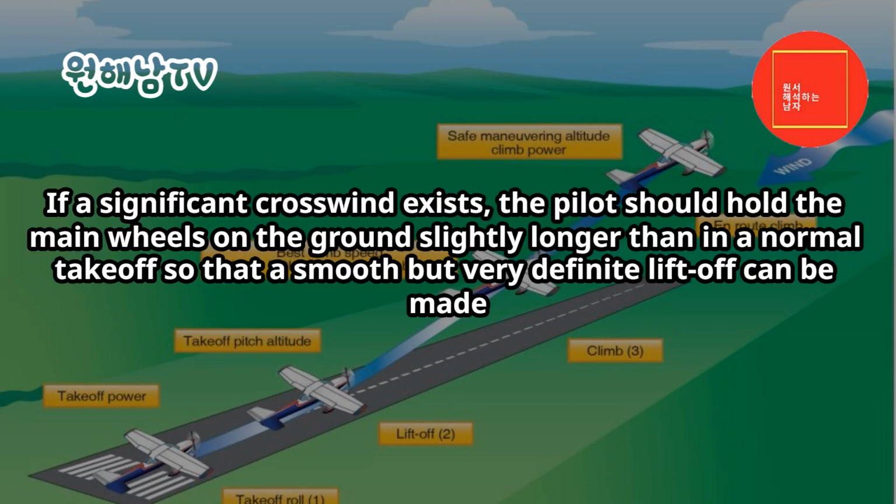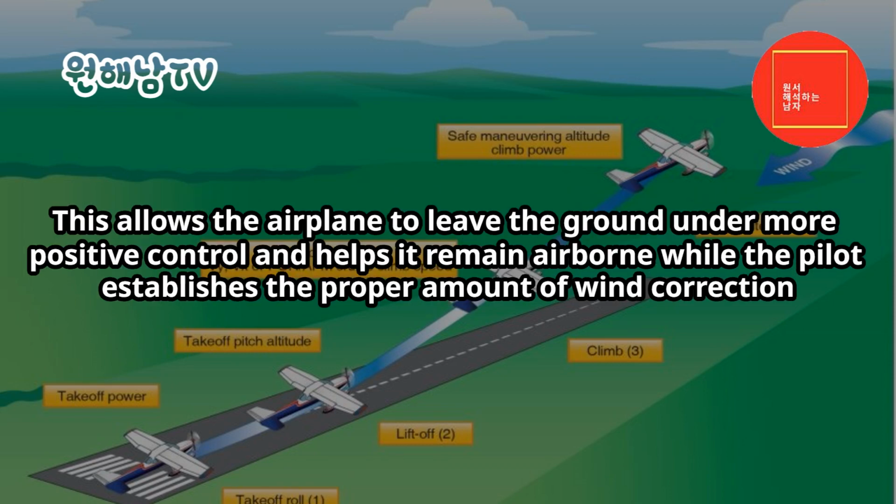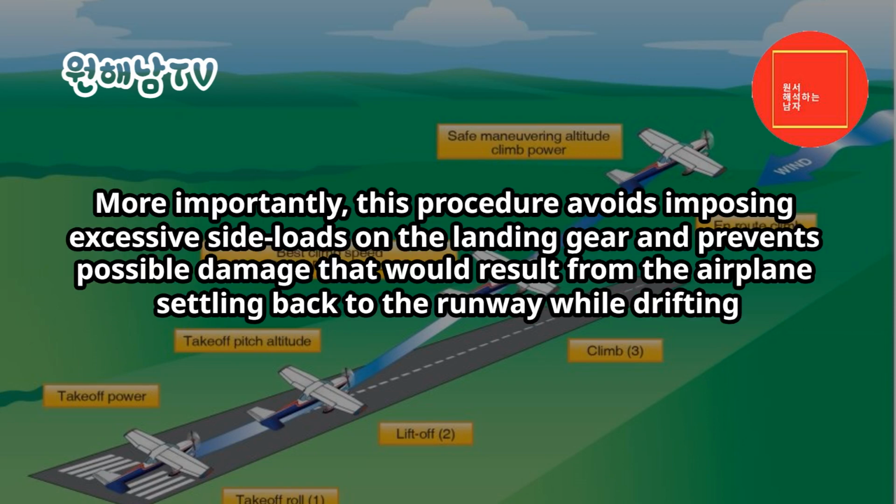If a significant crosswind exists, the pilot should hold the main wheels on the ground slightly longer than in a normal takeoff, so that a smooth but very definite liftoff can be made. This allows the airplane to leave the ground under more positive control and helps it remain airborne, while the pilot establishes the proper amount of wind correction. More importantly, this procedure avoids imposing excessive side loads on the landing gear, and prevents possible damage that would result from the airplane settling back to the runway while drifting.